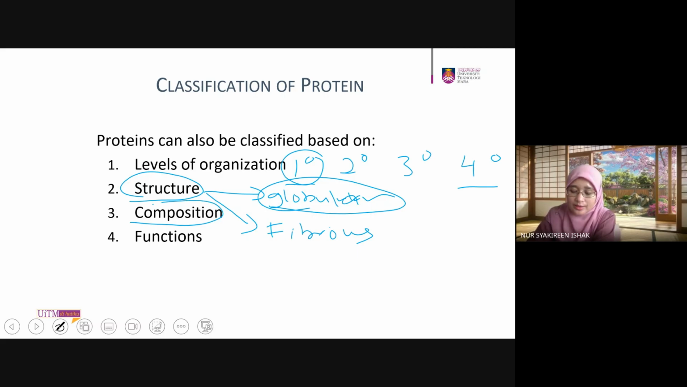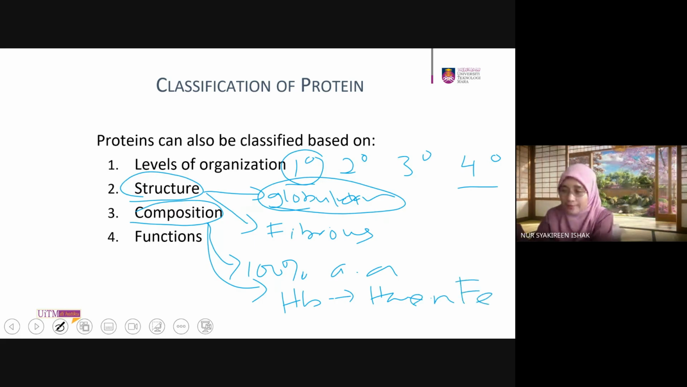And then composition. There are proteins that are 100% made up of only amino acids. There are also proteins that have other components in the protein molecule. For example, hemoglobin has a hem group in its structure. Inside that hem group, there is a ferrum, or iron. The function of the ferrum in the hem group of hemoglobin is to bind to oxygen.